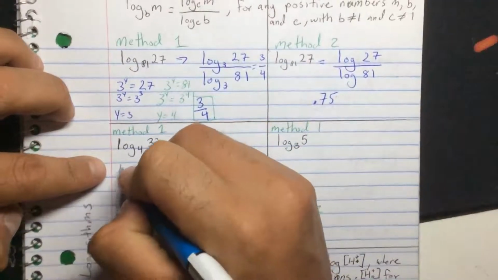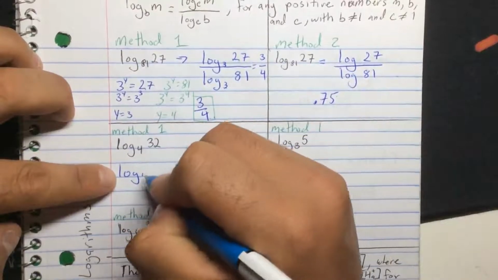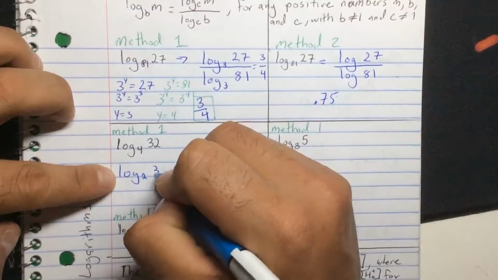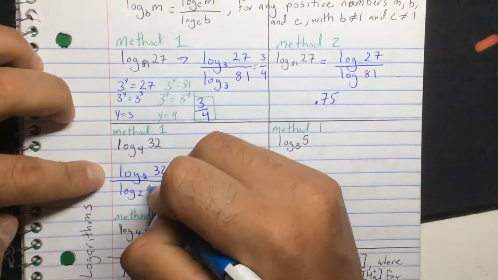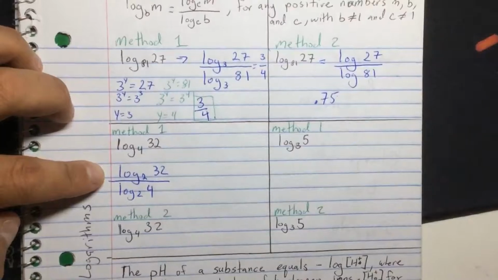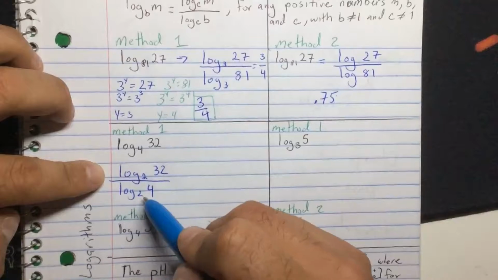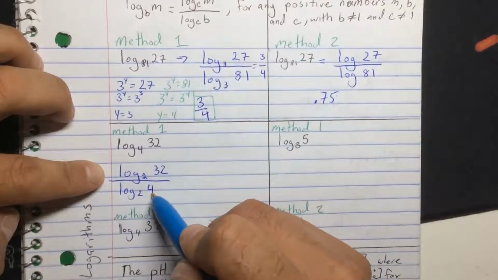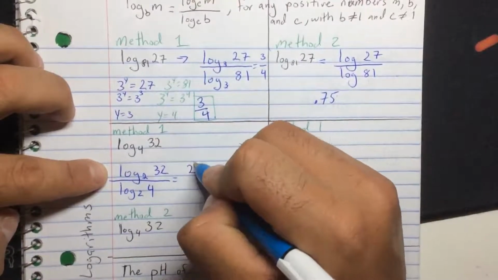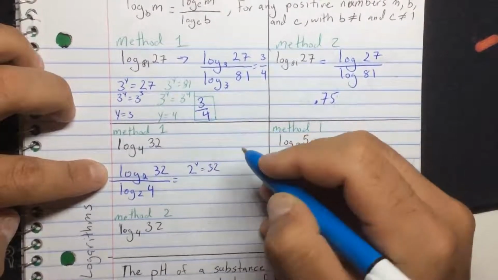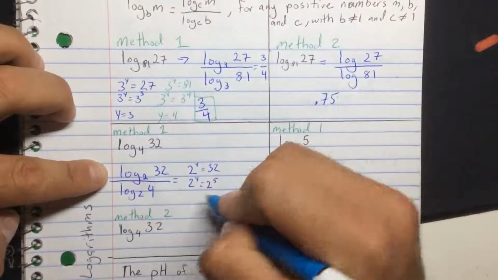This once again is going to turn into log base 2 of 32 over log base 2 of 4. I know to use base 2 because 2 to the 5th power gives me 32, and 2 squared gives me 4. So when I rewrite this as 2 to the y is equal to 32, I know this can be 2 to the y equal to 2 to the 5th power, which would give me y is equal to 5.